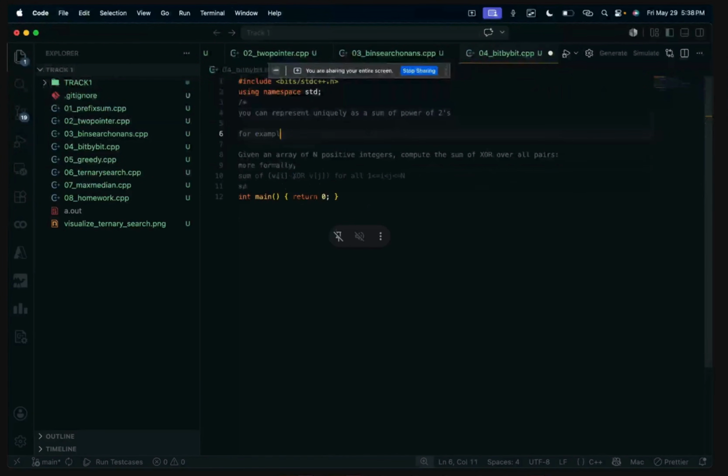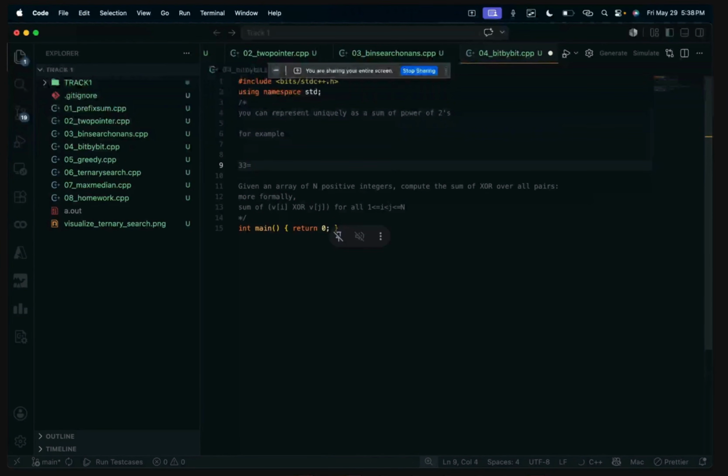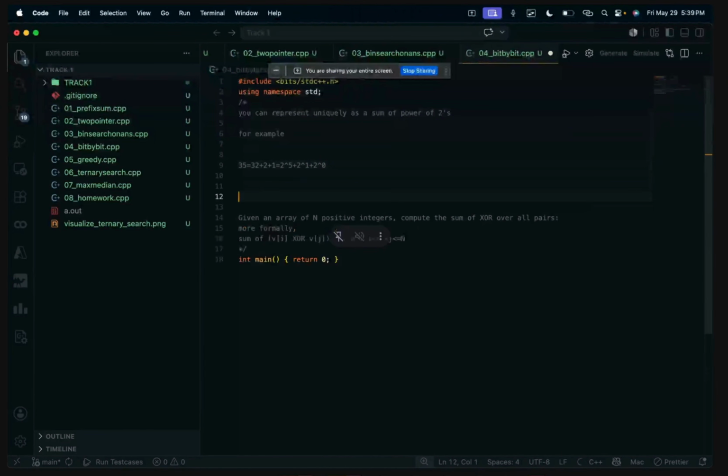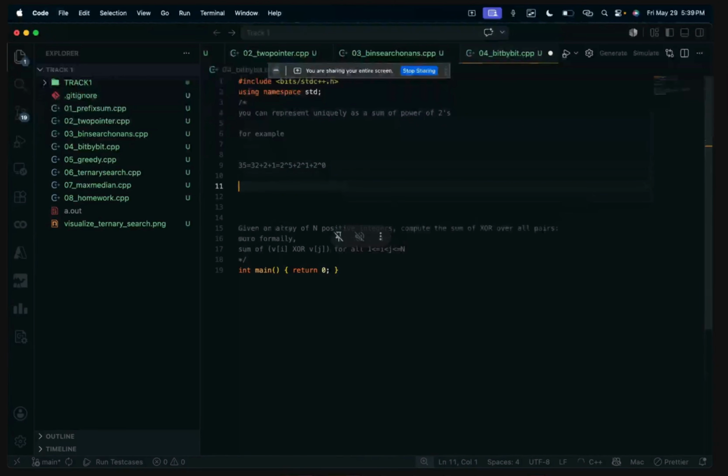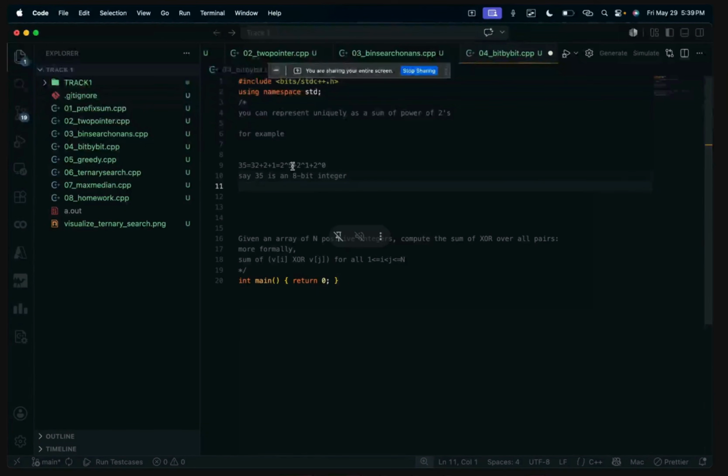For example, say you have 35, you can write 35 as 32 plus 2 plus 1, which is 2 power 5 plus 2 power 1 plus 2 power 0. Say you want to write a program which tells you what this power of 2 representation is. This representation is actually the binary representation which computers use under the hood. Say 35 is an 8-bit integer, meaning we need 8 powers of 2 to represent 35.